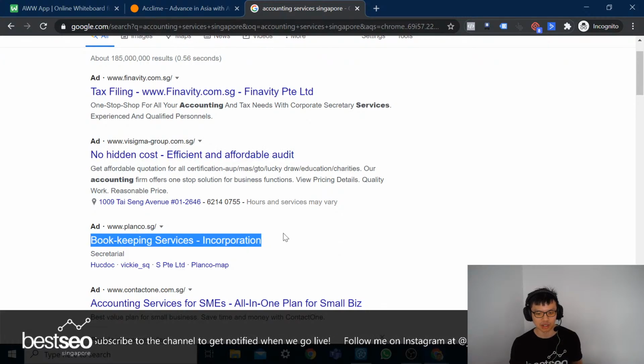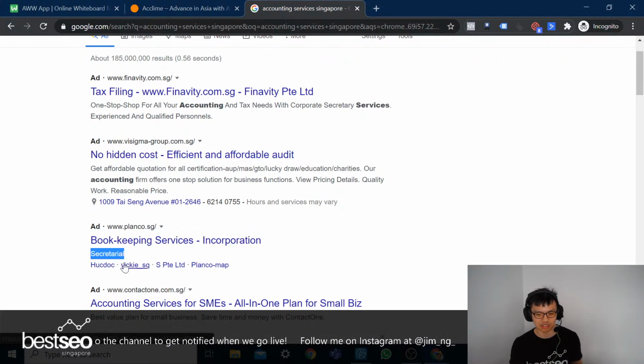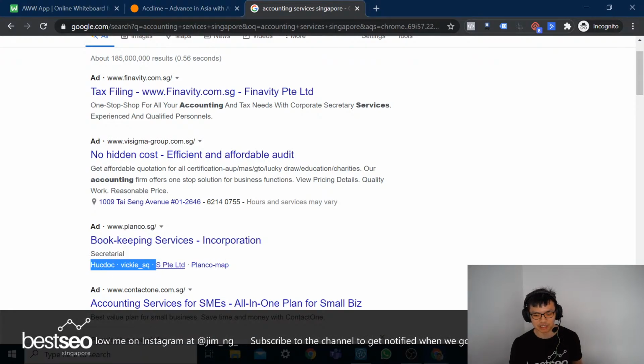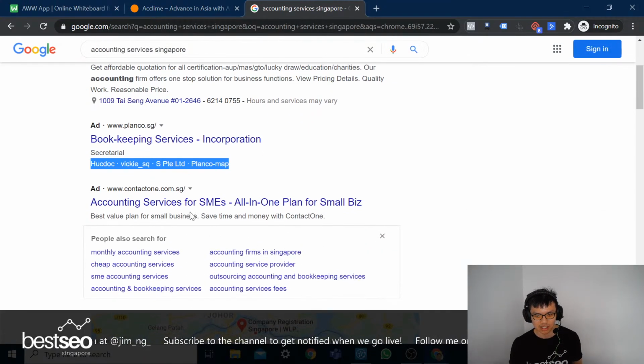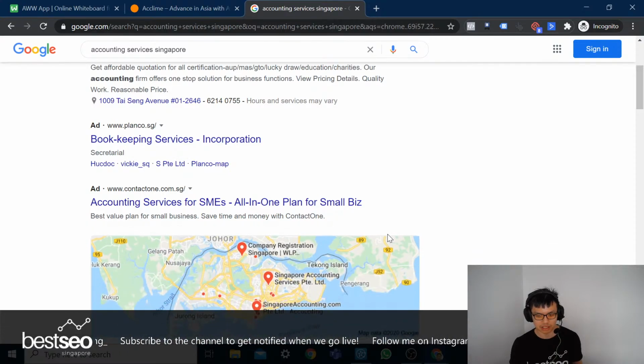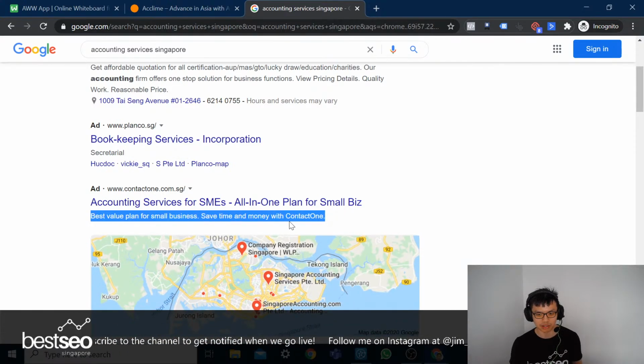Bookkeeping Services Incorporation, Secretariat, Hudok, Viki SQ, SP, Private Limited, Planco. All these things don't even make sense to me at all. If I was someone looking for accounting, I don't understand what Hudok means. I don't understand what Viki SQ means. I don't understand what S Private Limited means, and I don't understand what Planco means. Accounting services for SME, best value plan for small business, save time and money with Contact One.